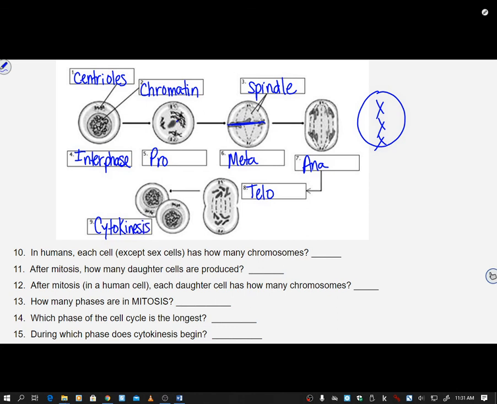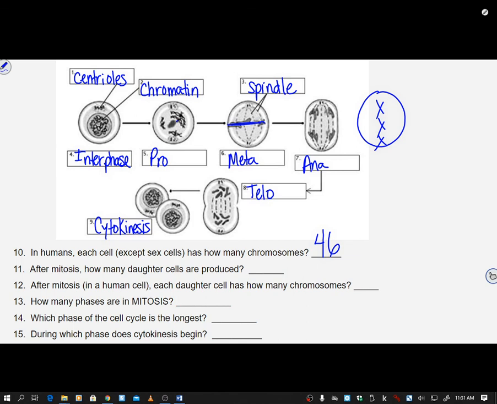In humans, each cell except sex cells, which we will talk about when we do meiosis, has how many chromosomes? So in humans, how many chromosomes do we have? You can answer this one of two ways. You can tell me, hey, there's 46, or you could have told me that there are 23 pair.